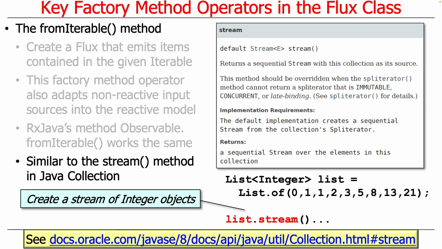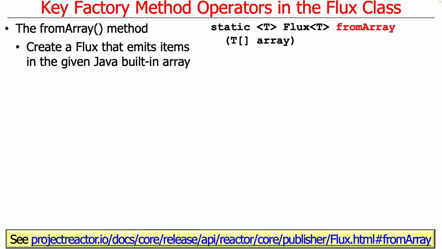And Java Streams has the stream method, stream operation, that will go ahead and take a list and turn it into a stream. So similar kind of idea in all the different paradigms we've talked about thus far.